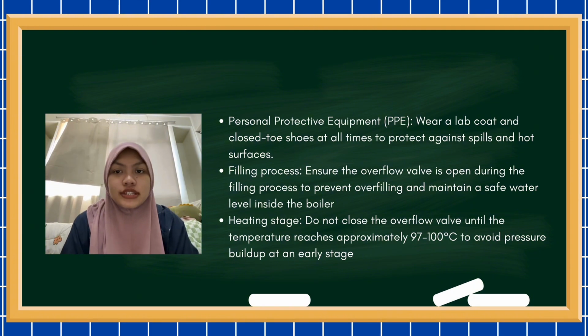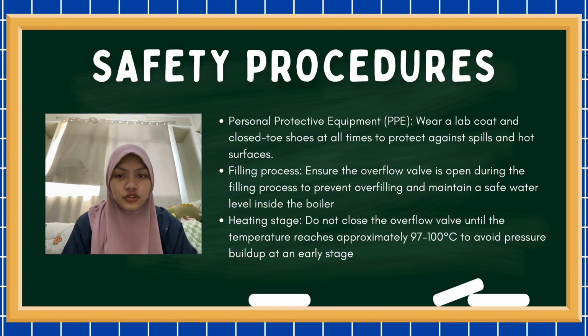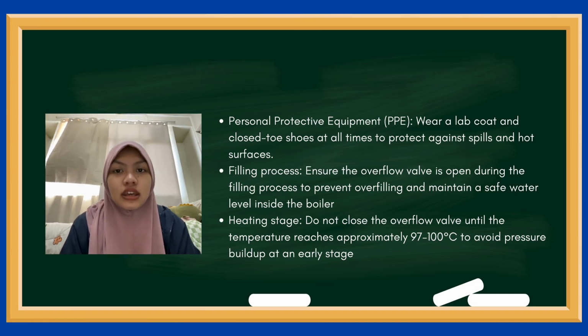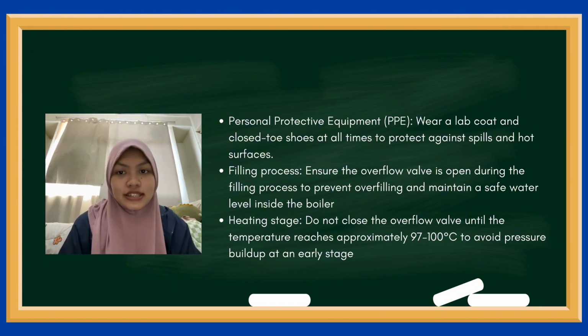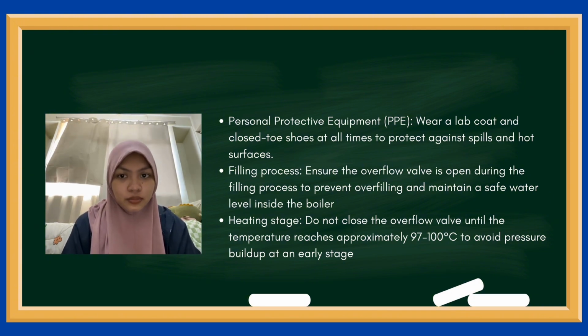So for safety procedures, there are 5 safety procedures that we need to follow throughout the lab session. The first one is personal protective equipment. We need to wear a lab coat and closed-toe shoes at all times to protect against spills and hot surfaces. The second one, for the filling process, ensure the overflow valve is open during the filling process to prevent overfilling and maintain a safe water level inside the boiler.